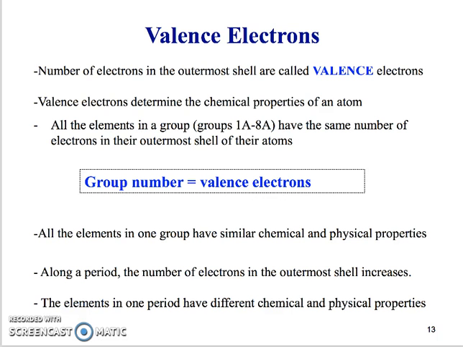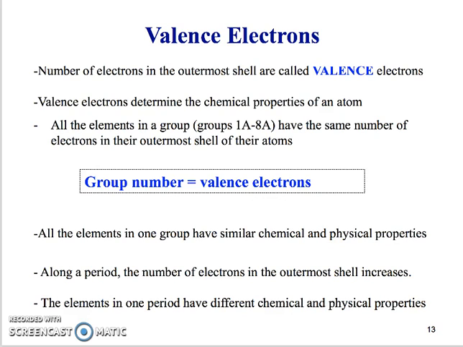Now the valence electrons are the electrons in the outermost shell, and valence electrons are what determine the chemical properties of an atom. All of the elements in groups 1A through 8A, so this doesn't include the transition metals, have the same number of electrons in their outermost shell. So the group number is equal to the number of electrons in their outermost shell.